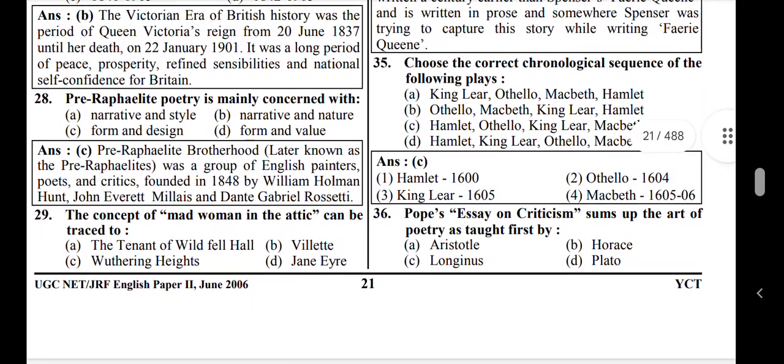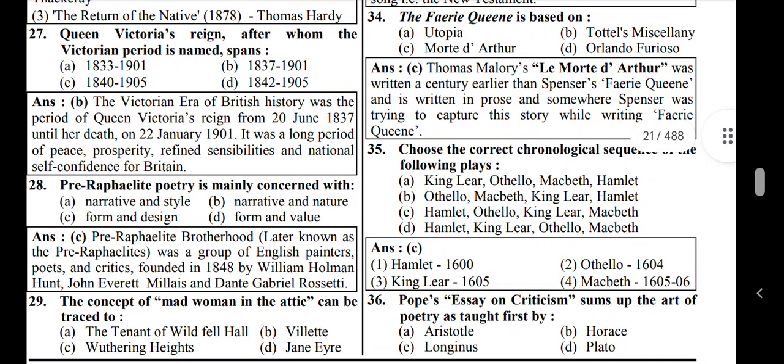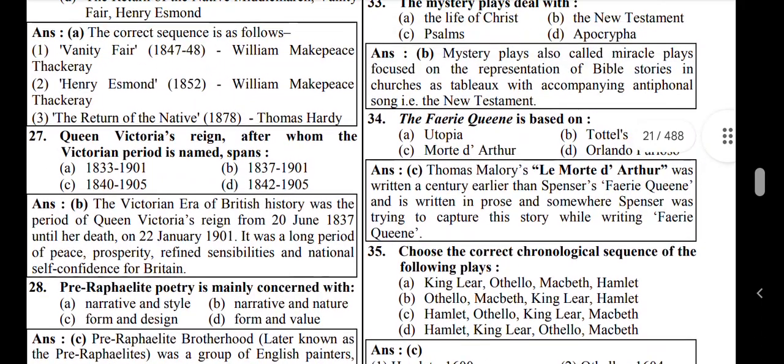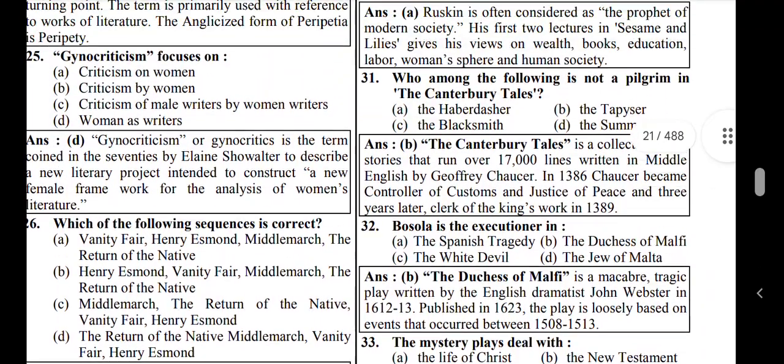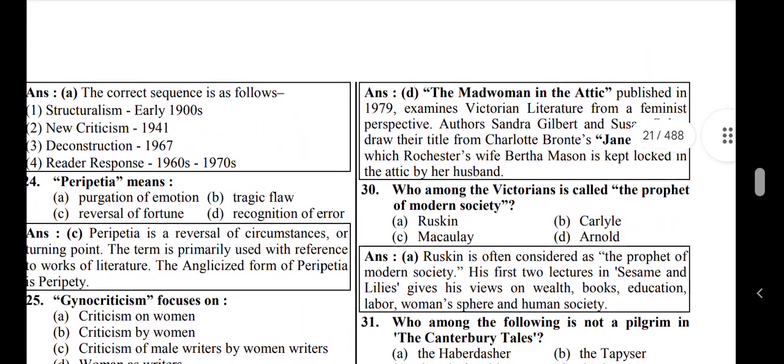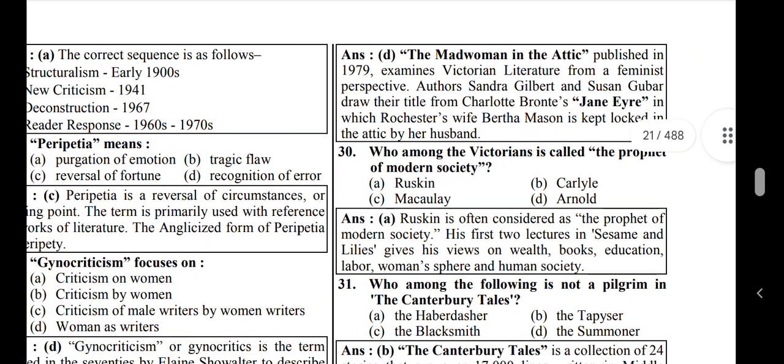The next question is, the concept of mad woman in the attic can be traced to. This comes under feminism. Option A, The Tenant of Wildfell Hall. Option B, Villette. Option C, Wuthering Heights. Option D, Jane Eyre. The right option is D, The Madwoman in the Attic, published in 1979. Let's have in our mind, because this can be asked in a chronology question.